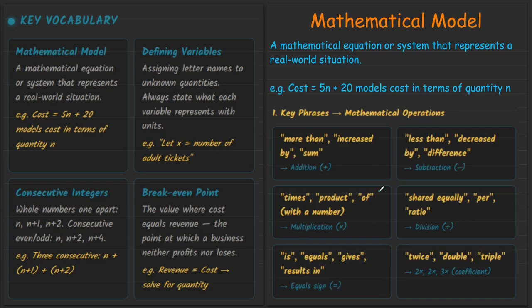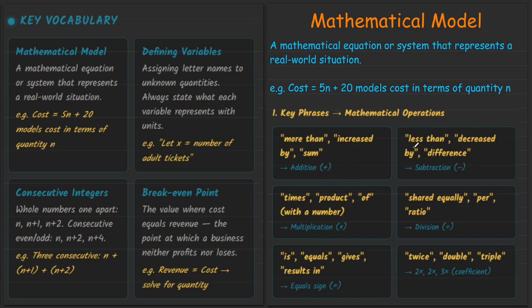So talking of these key phrases, we have them displayed here. The first one being more than. So anytime you hear more than, or increased by, or sum, then we are simply talking of addition. You see, all of these we have over here are simply talking of addition. If you hear more, so 2 more than 3 simply means 2 plus 3. 2 increased by x simply means 2 plus x. The sum of 2 and 3 becomes 2 plus 3. As simple as that.